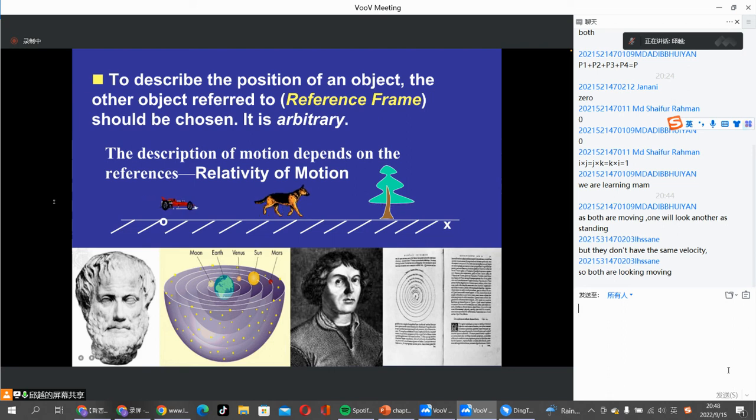In most circumstances, in most cases, we will choose the object that seems stationary to us as the frame of reference, right? So in most cases, we choose the ground or the tree as the frame of reference. If we choose the ground or the tree as the frame of reference, the dog is moving forward.